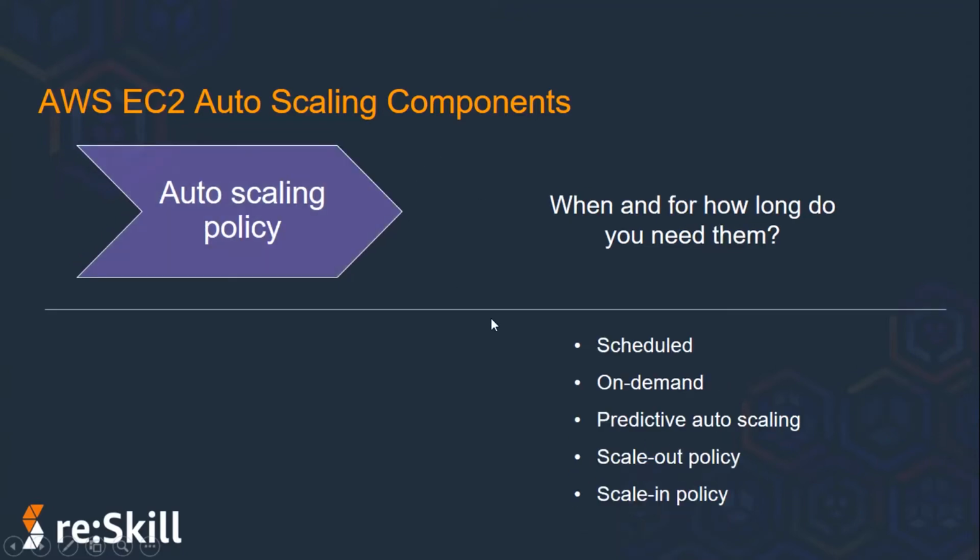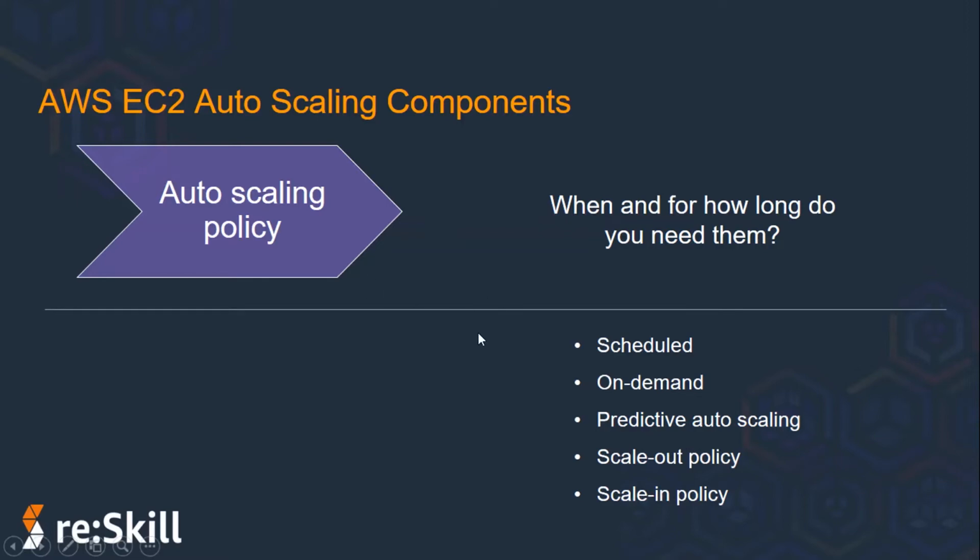Apart from this, there will be the policy that we will be defining, which will tell when and for how long you need them. Scheduled policy, on demand, predictive, where on demand is like we have dynamic also, manual also, scale out policy, scale in policy if we need, and what kind of strategy we want to use. Everything we will be defining here in the Auto Scaling policy.